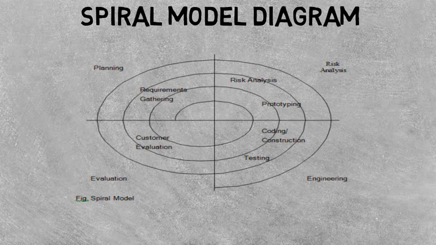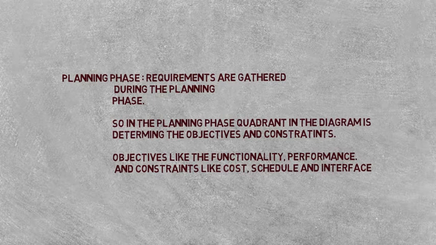So what is a planning phase? In this phase requirements are gathered. The planning phase quadrant in the diagram is where you determine the objectives and constraints. When we say objectives, it is the functionality of the software and performance of the system, and constraints are the immediate concerns of the project, like how much it will cost, the schedule to make this, and the interface of the software.